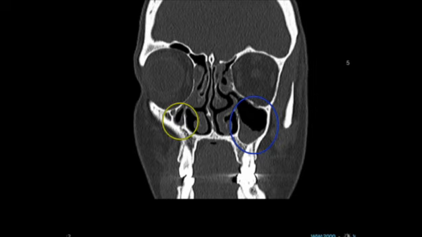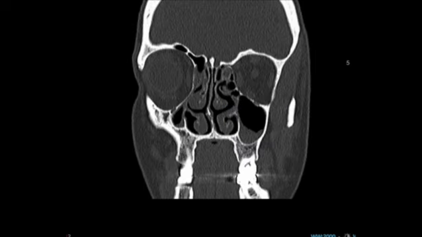I'm going to roll back a couple of slides, and here I want to show you this area. We are looking towards the infundibulum and hiatus semilunaris. Although in this area there is a slight haziness in the mucosa, we would have been able to appreciate that there is narrowing of these normal structures.